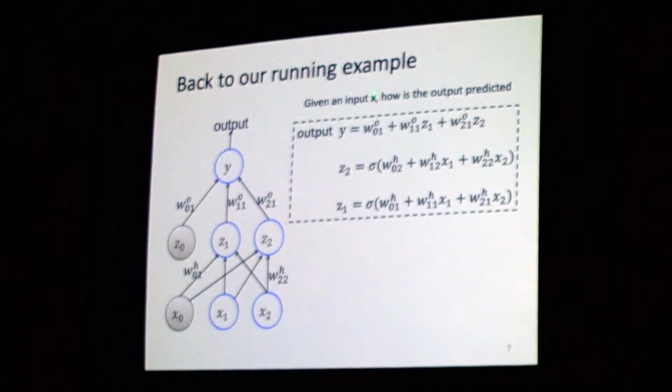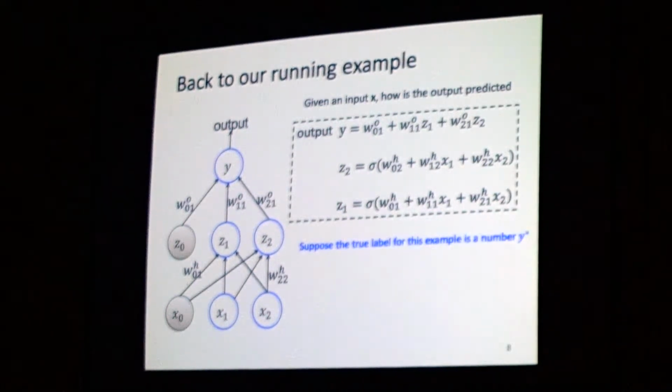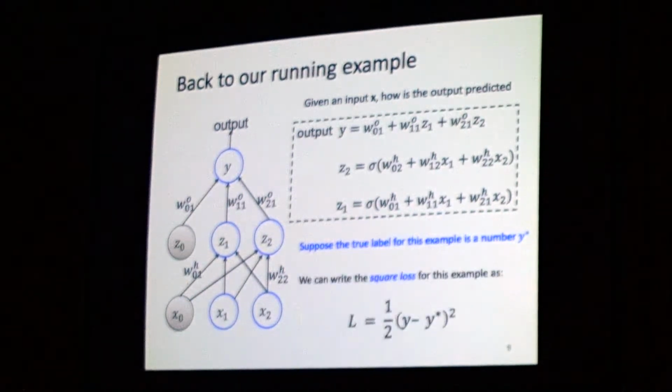So if we go back to our running example, given the current parameters, the weights on those edges, we want to calculate the loss. We first use the forward pass, starting from the bottom layer, to calculate our prediction. When we get our output y, suppose the true label for this example is y star, then we can write the square loss for this example in this way: half of y subtracted by y star, the difference between the prediction and ground truth, squared.